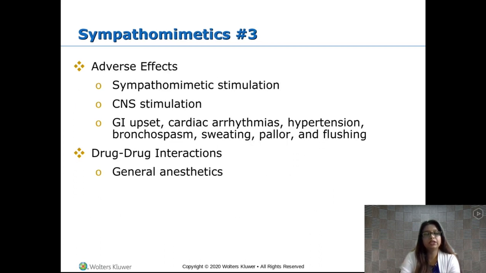Adverse effects include sympathomimetic stimulation, CNS stimulation, which is brain stimulation, GI upset like stomach upset, cardiac arrhythmias, hypertension, bronchospasm, sweating, pallor, and flushing. Drug-to-drug interactions: general anesthetics.